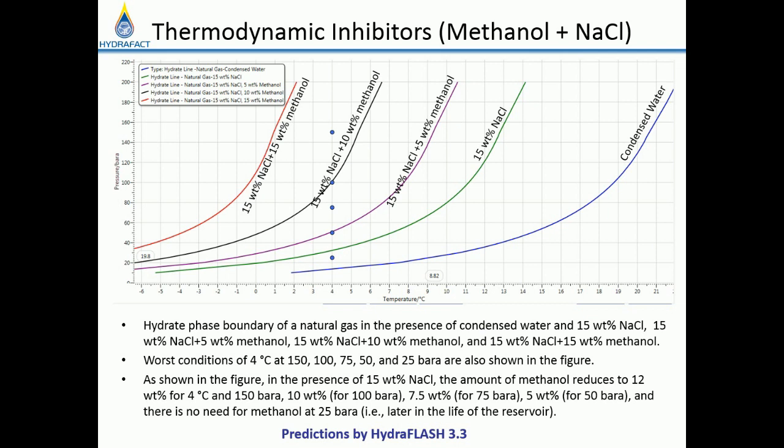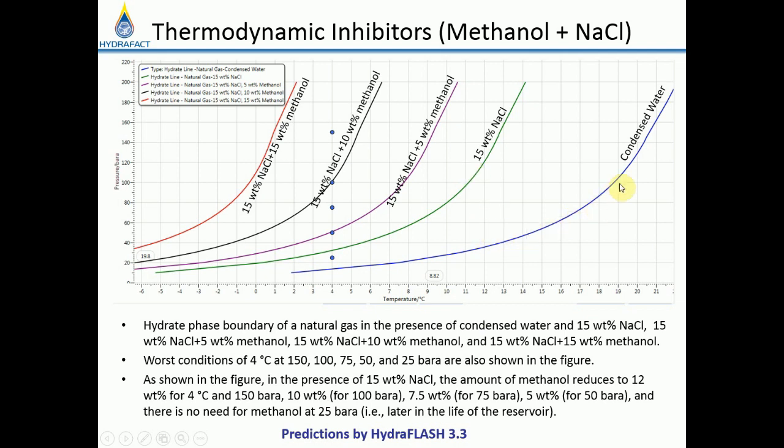Furthermore, the produced water may have formation water in it. Formation water normally has salt in it, so it will increase the salinity of produced water. Salt can also be regarded as a hydrate inhibitor, although it is not normally added to water for hydrate prevention. Here we have assumed a salinity of 15 weight percent NaCl.